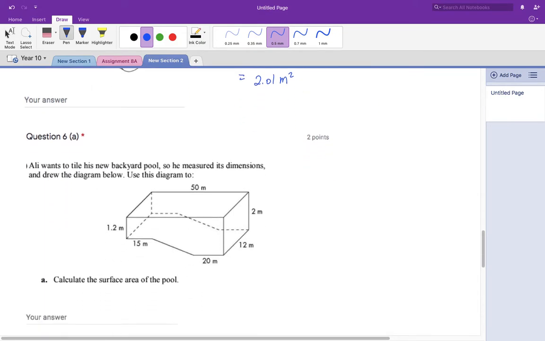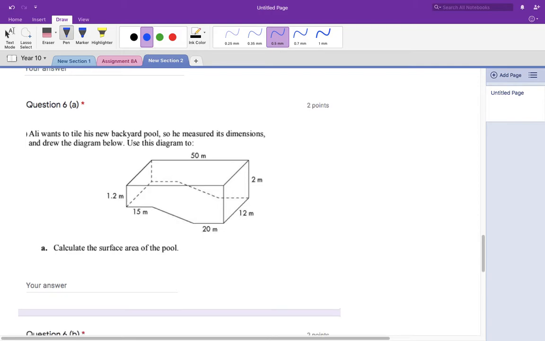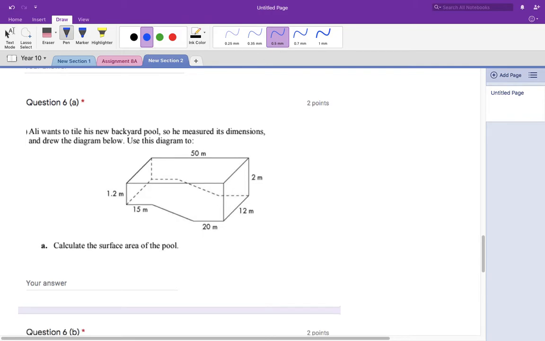Okay, question 6. So this is a swimming pool, which means it's definitely going to be open top, right? It doesn't need to tell you it's open top, but you need to know that. That's common sense. And now you need to find the surface area of the pool. So you have the front face and the back face, they're the same. You can cut it like this into a rectangle, another rectangle, and a trapezium in the middle, right?